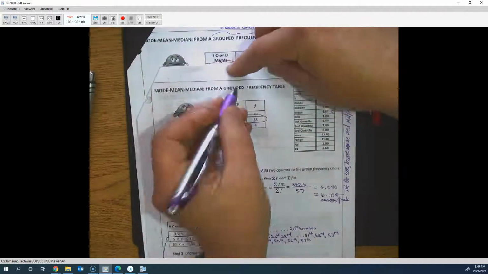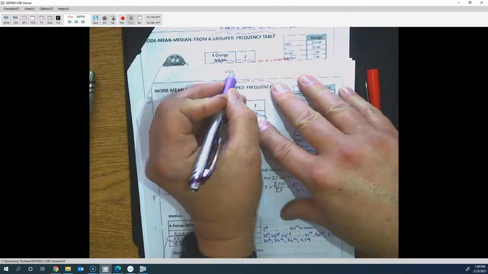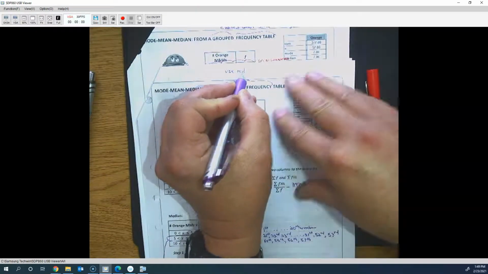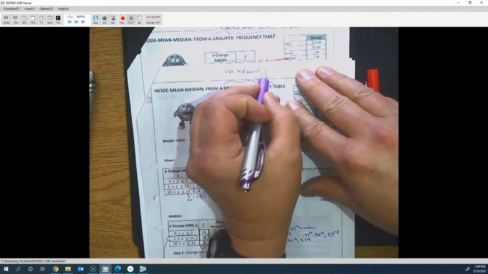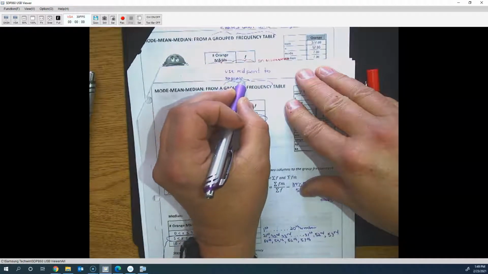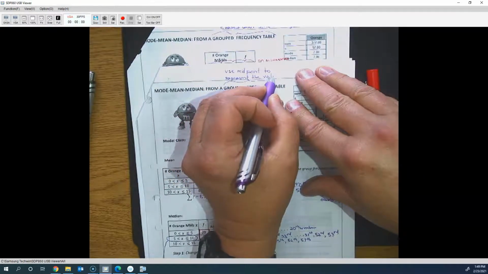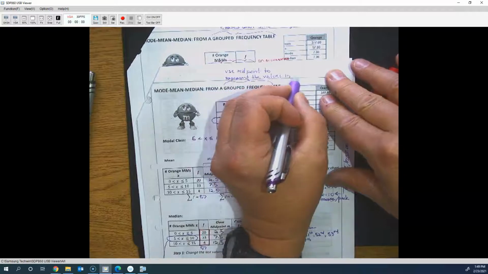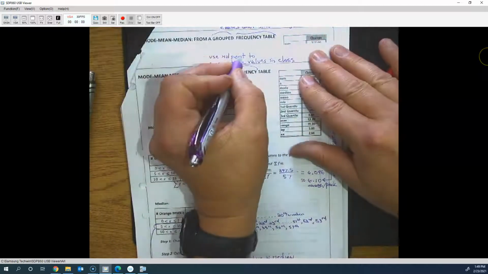Okay, so anytime we have one of these, we're using midpoints. You're going to use midpoints to represent the values in any given class. Okay? Alrighty.